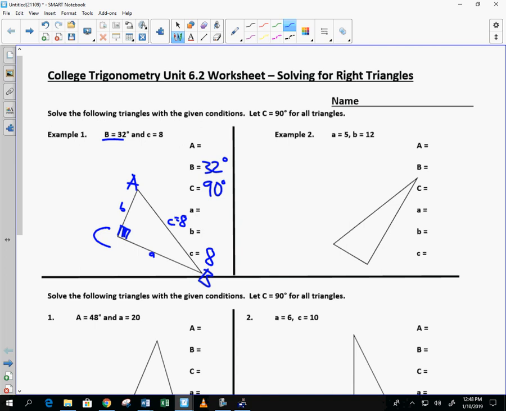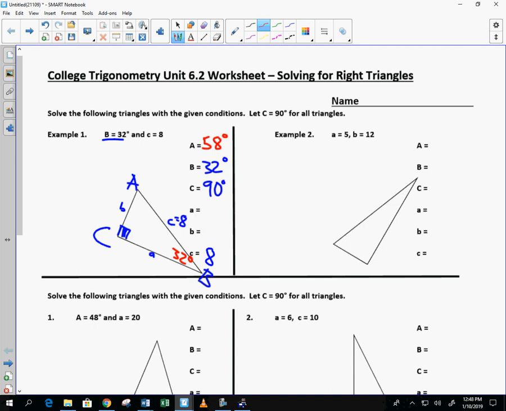One of these three that we have yet to find, angle A, side A, and side B, one of these is super easy to figure out. Which one? Side A? Angle A. Why is angle A easy to figure out? All angles in a triangle add to 180, so you get 58 degrees. Great. Now I need two more. You have two angles. Would you like to use the 58-degree angle or the 32-degree angle? We'll use the 32-degree angle.